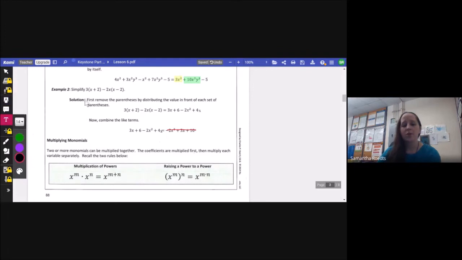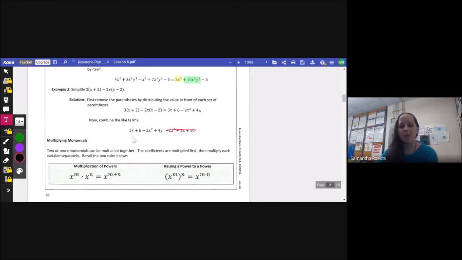So example 2 says simplify 3 times the quantity x plus 2 minus 2x times the quantity x minus 2. So first I want to remove the parentheses. That gives me 3 times x plus 2 minus 2x times x minus 2. So 3 times x gives me 3x. 3 times 2 is 6. And then negative 2x times x gives me negative 2x squared. And negative 2x times negative 2 gives me a positive 4x.